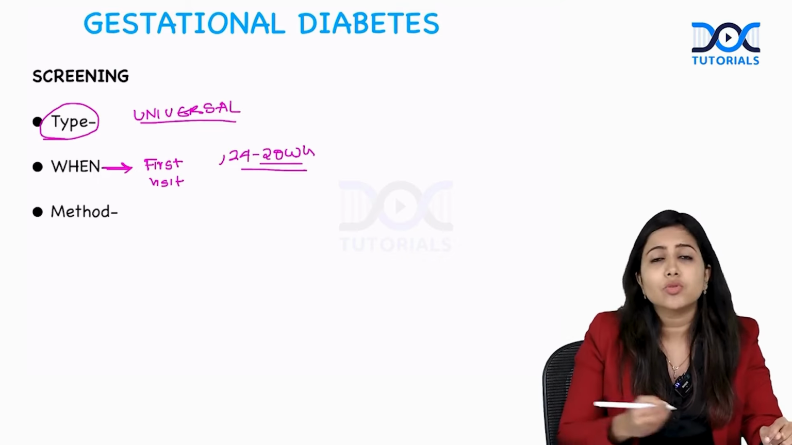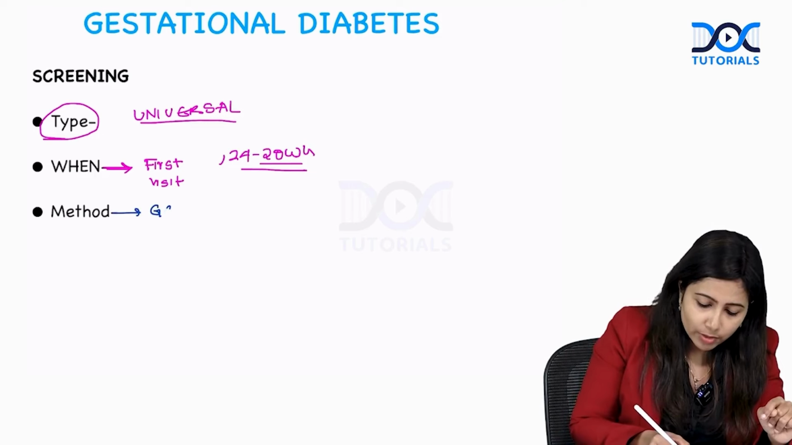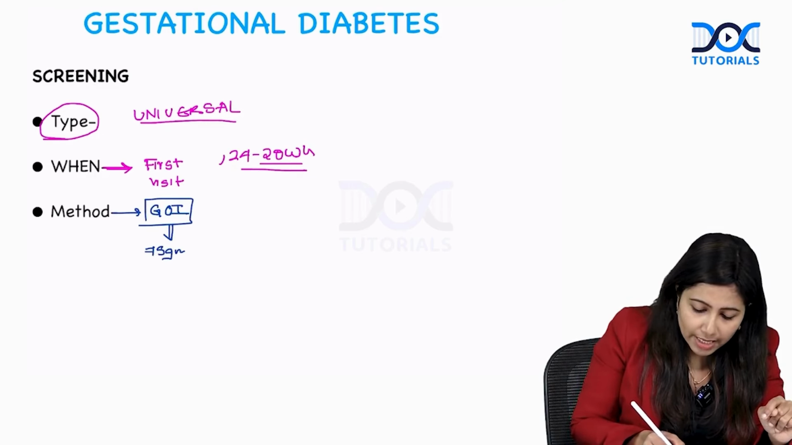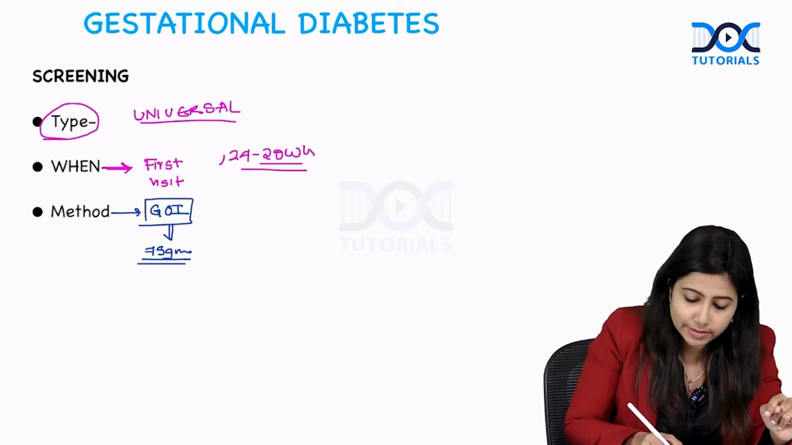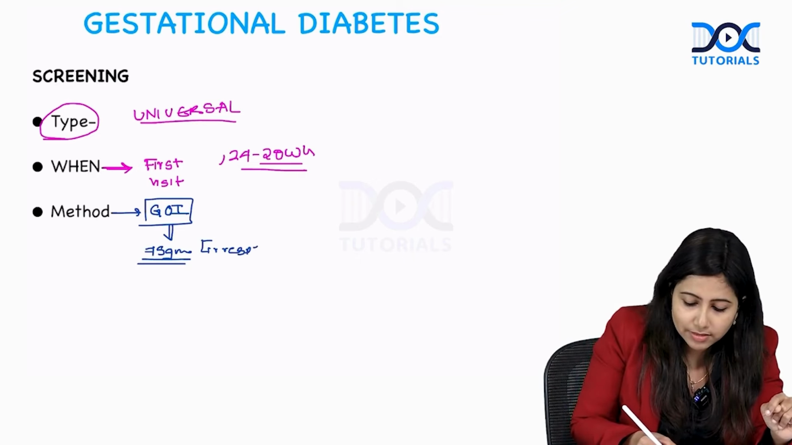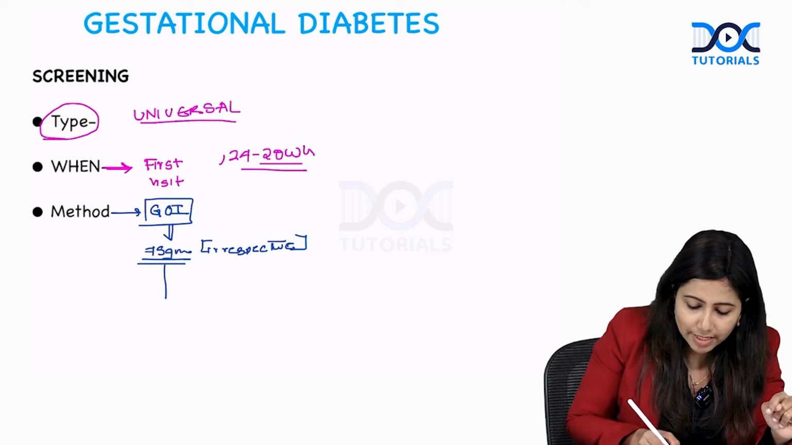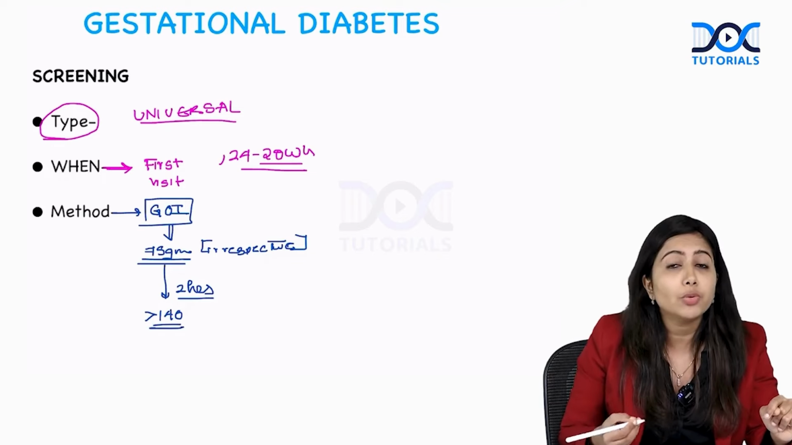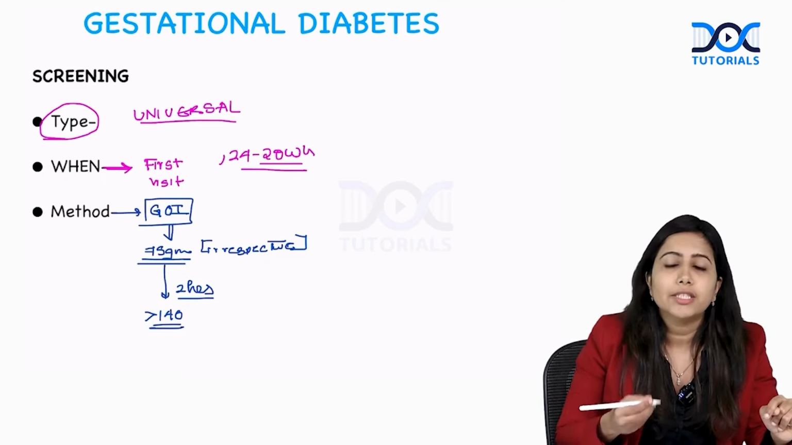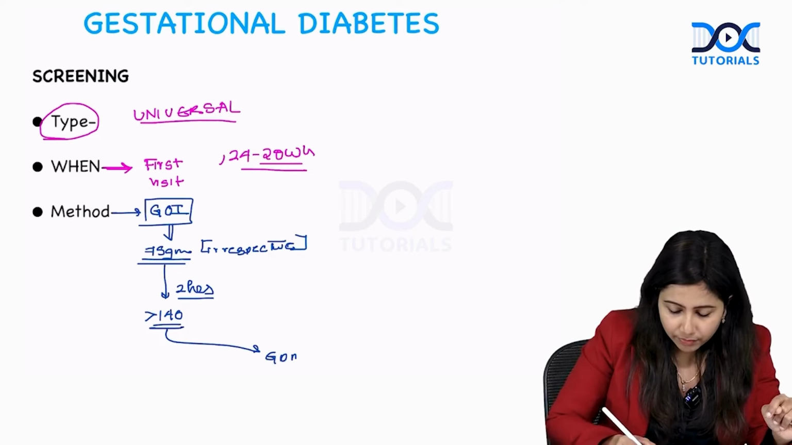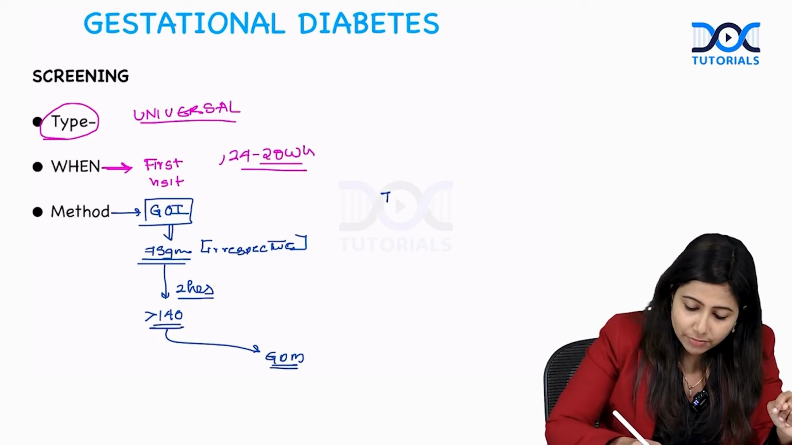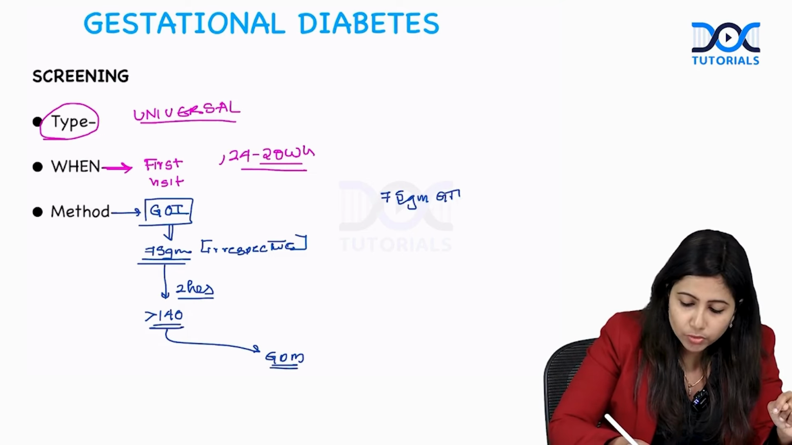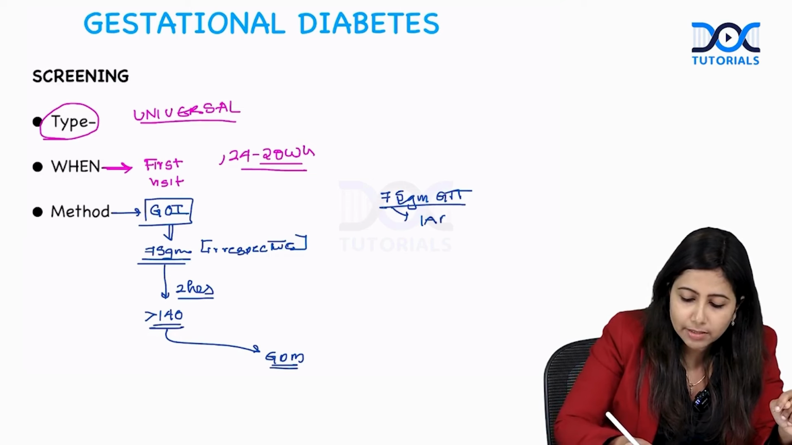There are various techniques to screen. The Government of India has given guidelines where we check with 75-gram glucose, and this test is done irrespective of fasting status. I am going to assess after 2 hours. If the blood sugar values are more than 140, she is taken as GDM.